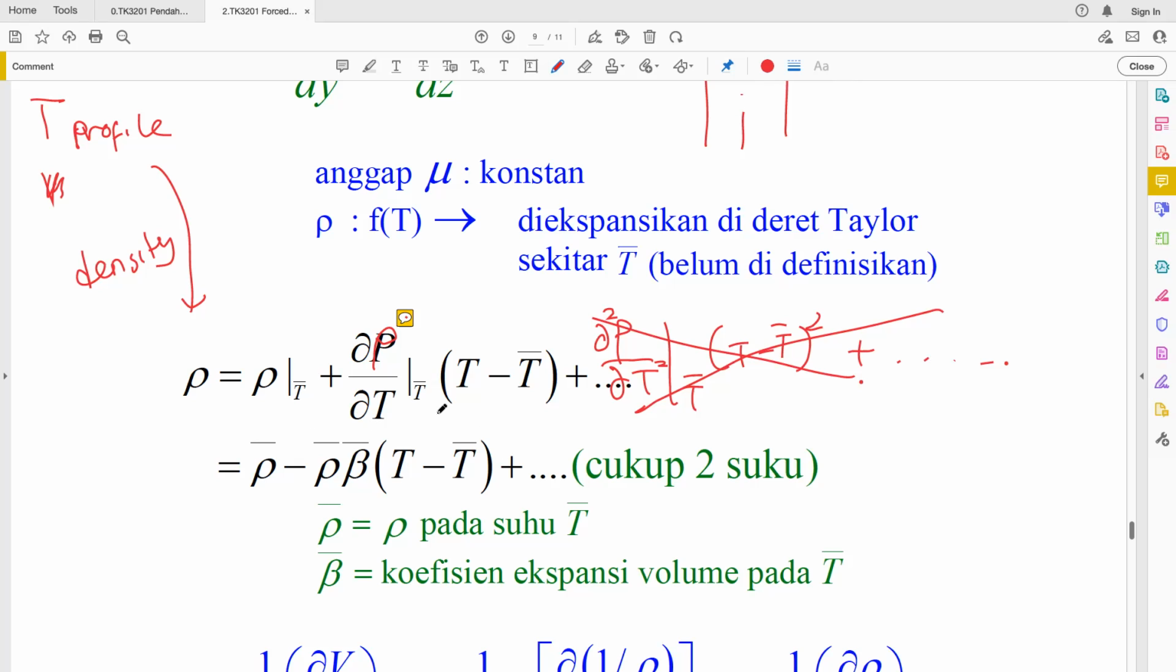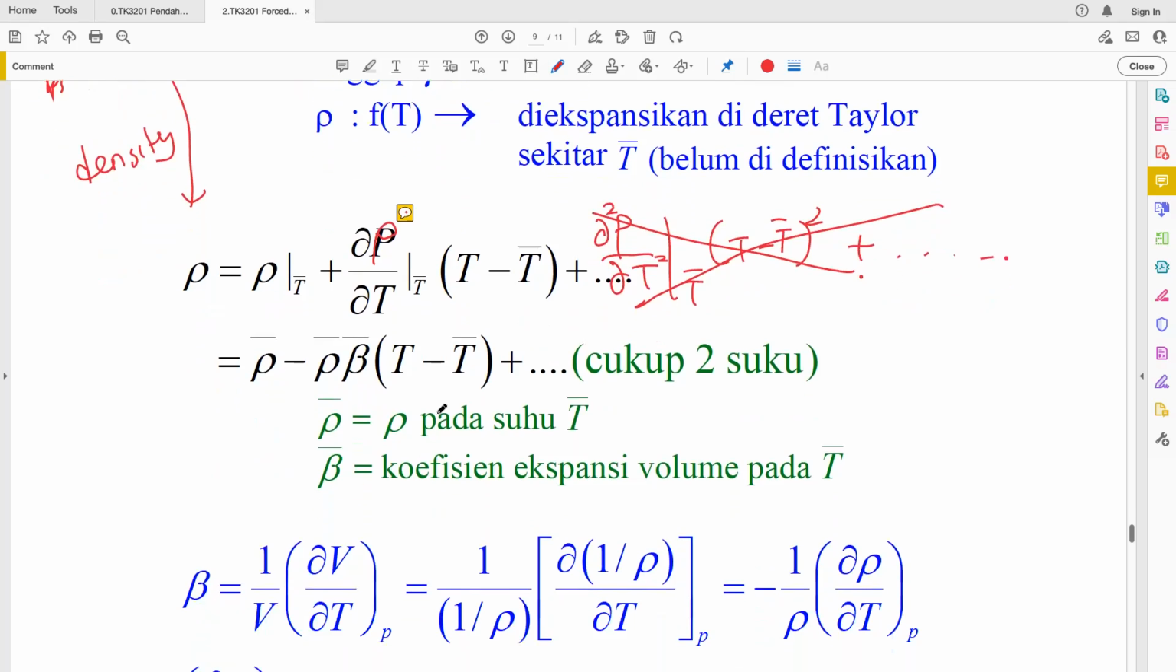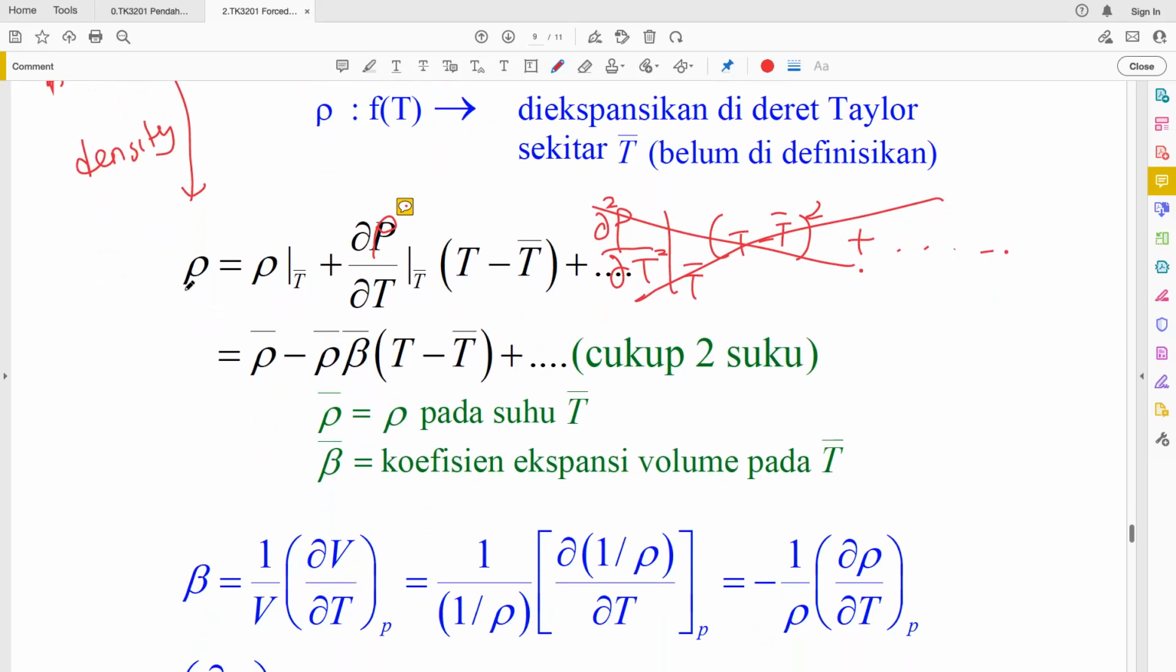coefficients. Okay, so basically, we can say that we make rho, or the density, a function of temperature, and this is the function, which is rho minus rho beta (T minus T dash). Okay, T dash is some reference temperature, but we haven't defined this one.